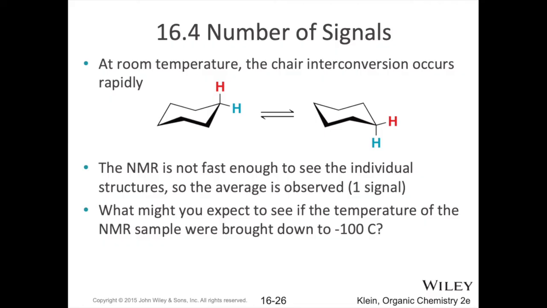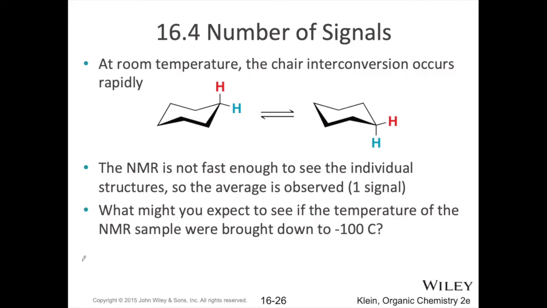However, if you were to cool down your mixture enough, these would be two separate signals. Each of these protons would be locked into being either axial or equatorial and stay there for the most part, long enough to give rise to two separate signals. So this actually yields something that's really interesting about NMR, in that you could take NMR at different temperatures and see how the signals change.